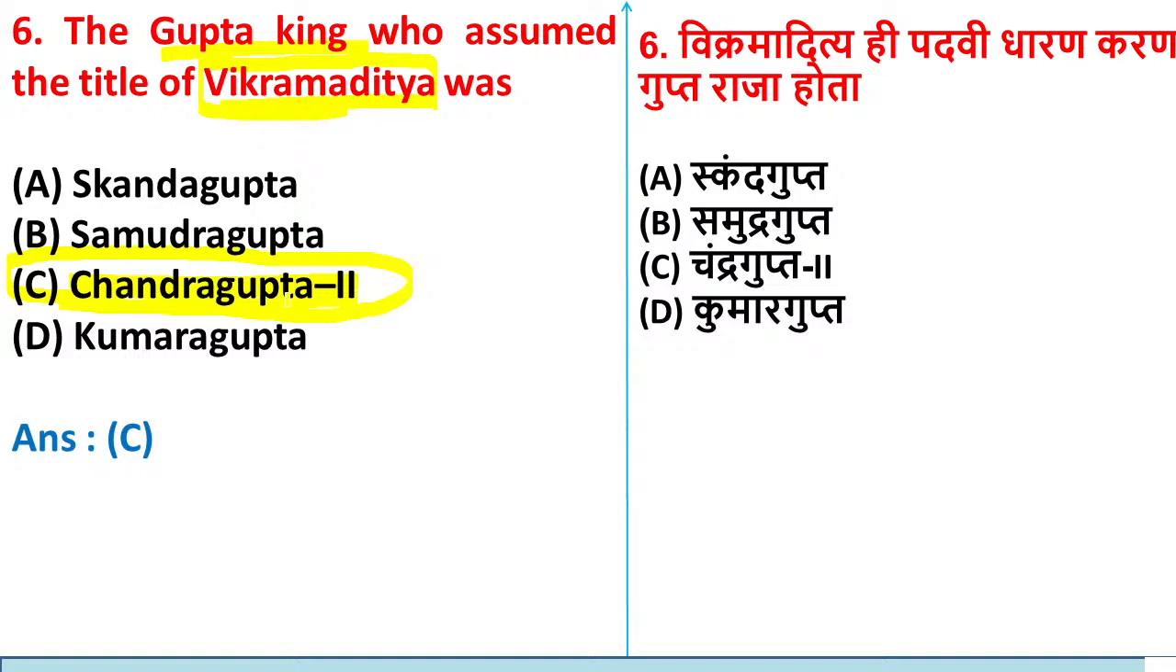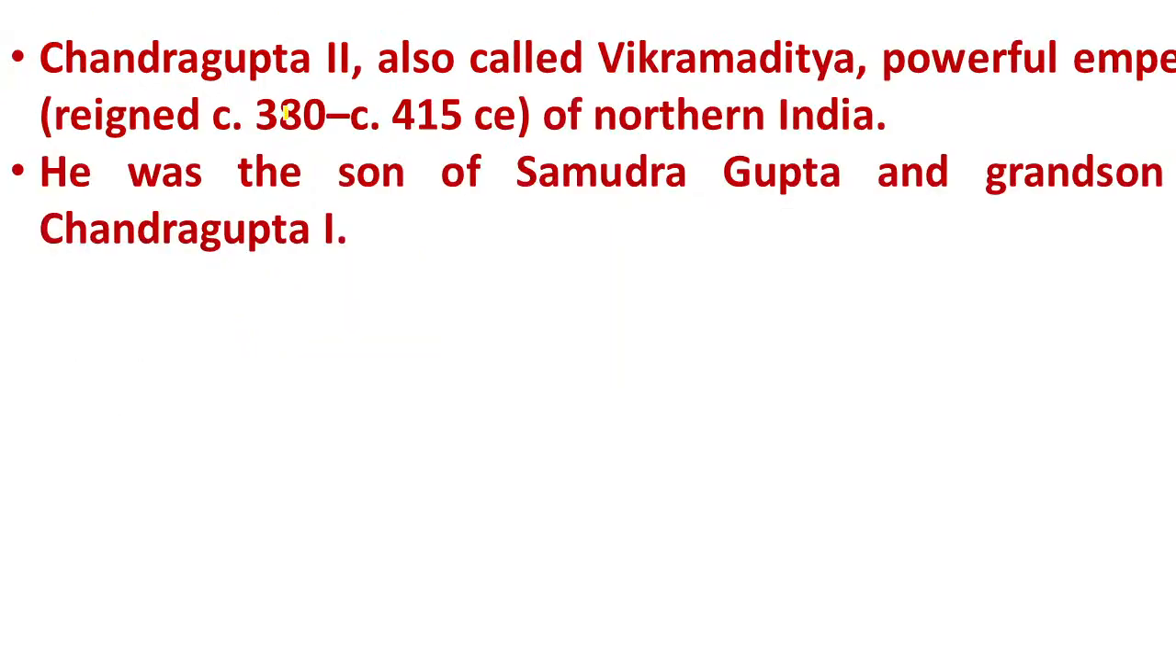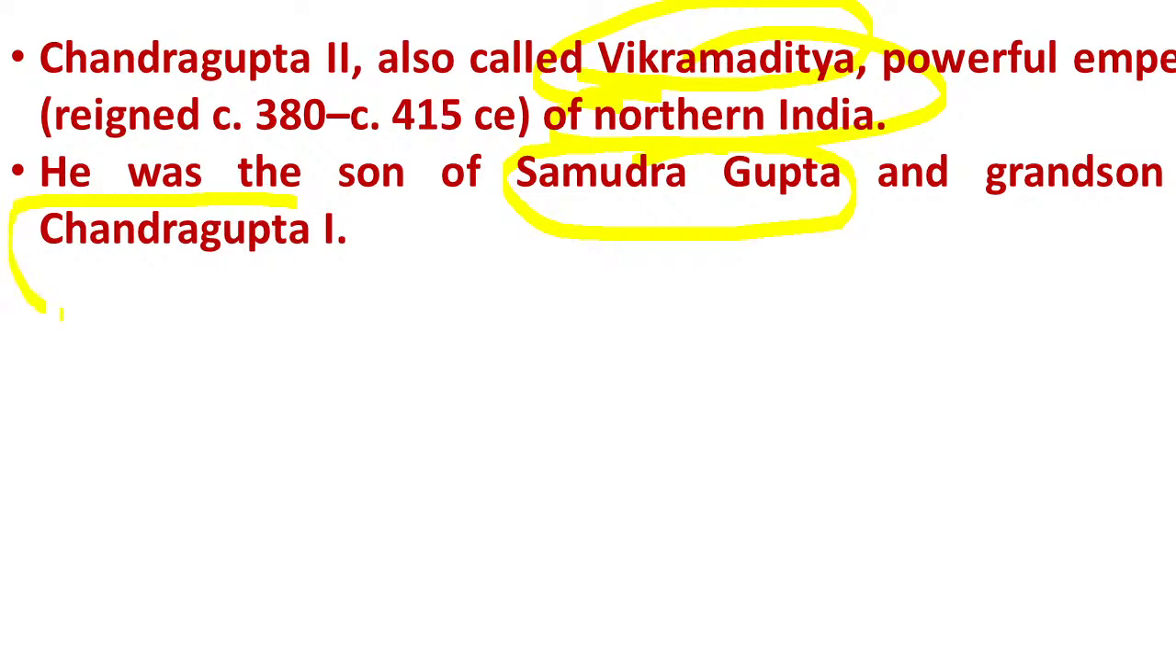Shivani, option B is not correct. Chandra Gupta 2 is also known as Vikramaditya. He was also a powerful emperor of North India. Remember, Chandra Gupta 2 was the son of Samudra Gupta, and he was the grandson of Chandra Gupta 1. Please don't get confused here.